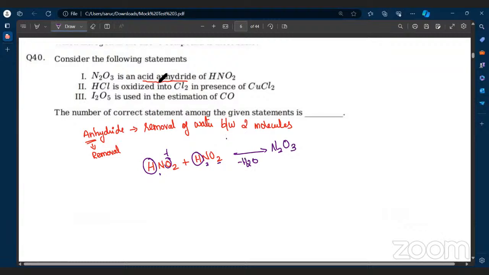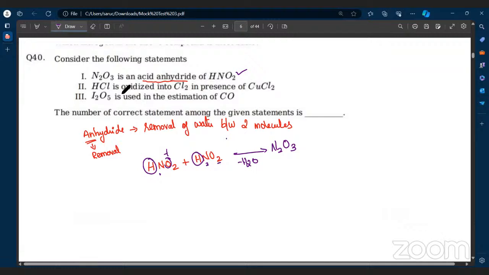Yes, it is. While you remove one molecule of water between 2 molecules of the same compound, it is known as anhydride. Here I'm removing one molecule of water, and we got N2O3, so therefore it is an acid anhydride.